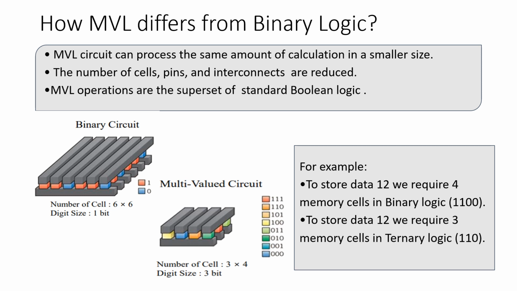Using multi-valued logic, the circuit can process the same amount of data as binary in a smaller size, so the number of pins, cells and interconnects can be reduced. MVL operations are also a superset of standard Boolean logic. For example, to store the data 12 in binary, we require 4 memory cells or 4 transistors. In the same way, if we represent 12 in ternary logic, it requires only 3 memory cells. So one memory cell is reduced from binary to ternary. That is where we take the advantage of multi-valued logic.